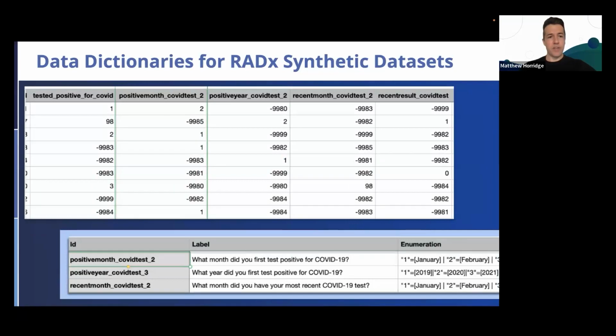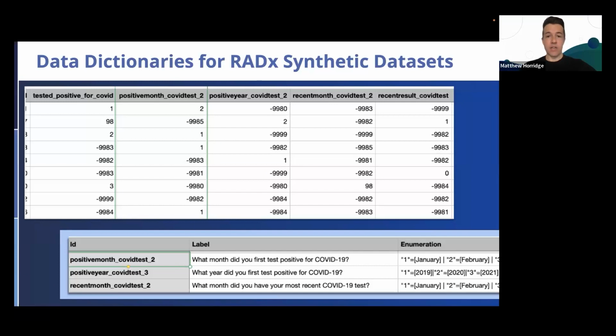So I've just got a snippet here of the data file and a snippet here of the data dictionary, a tiny portion of the data dictionary, just to give you a flavor. So this is the data file enlarged in the top that you saw on the previous slide. If we take a look at the upper image, and the column that's headed positive month COVID test 2, you can see some integers. In the lower image, you can see a small snippet of the data dictionary for this data file that specifies the meaning of these integers.